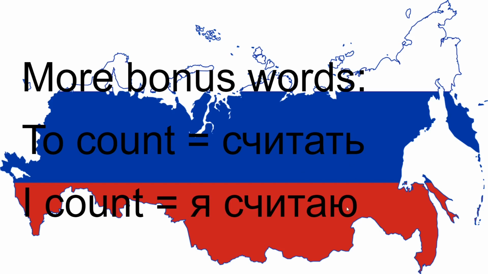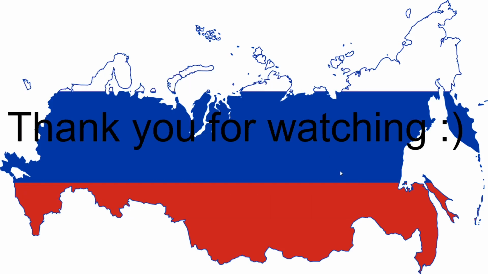And you would conjugate this as я считаю, which means you change the end of the word if you're talking in first person. So saying I count would change the word from считать to считаю. But we won't go too in depth on conjugation of endings, word endings and stuff like that in this video.